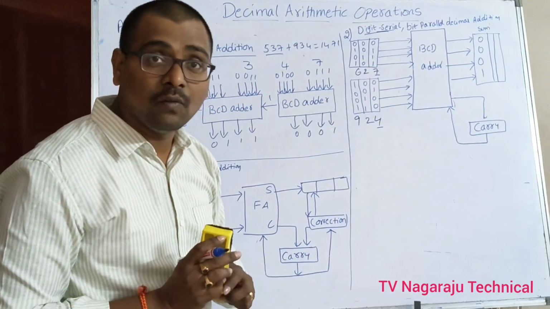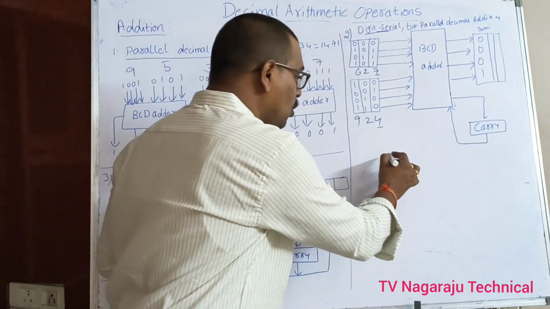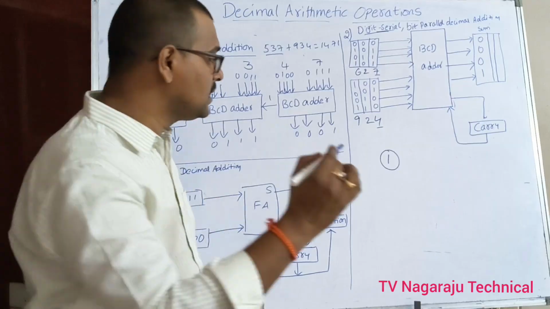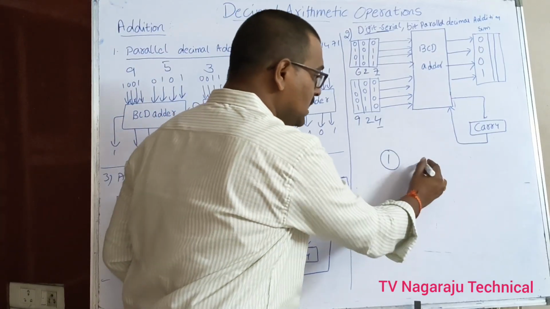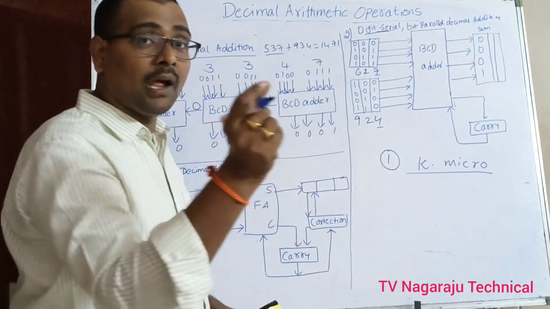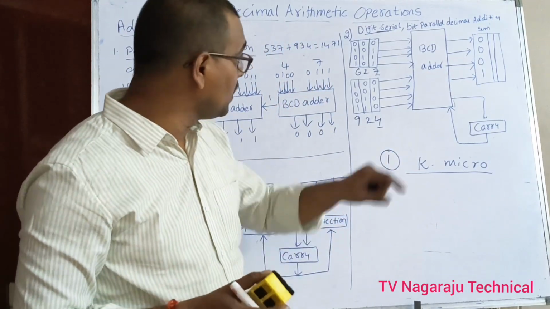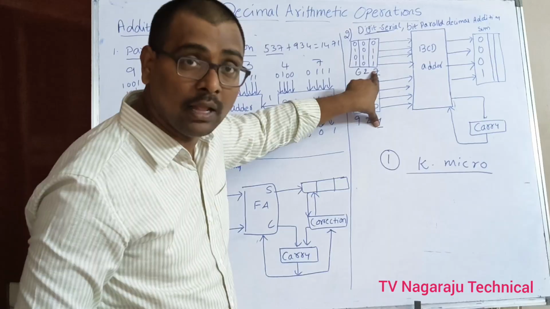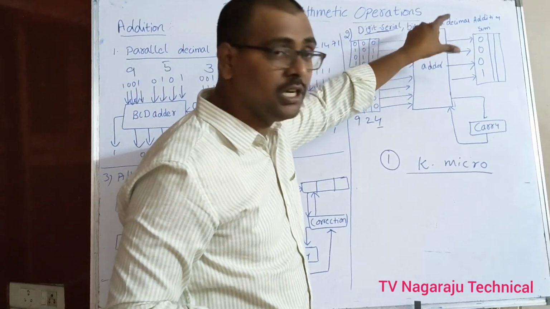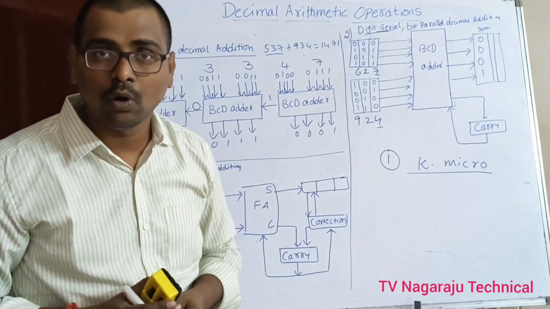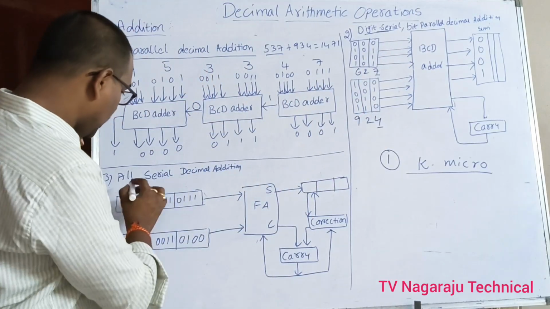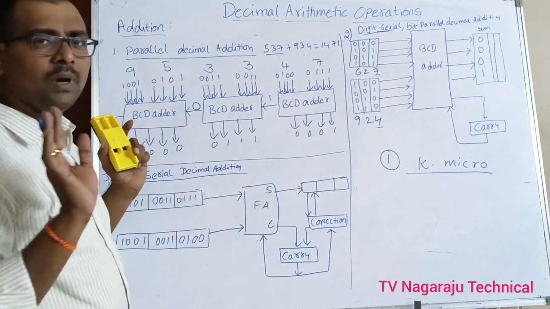Now, what is the advantage? The advantage is only one BCD adder is required. Now, what is the main disadvantage? If it is a k digit number, we need k micro operations. That means for the first digit I need to call the operation, then the second digit, third digit. So for each and every digit you need to call one micro operation. That is the disadvantage.